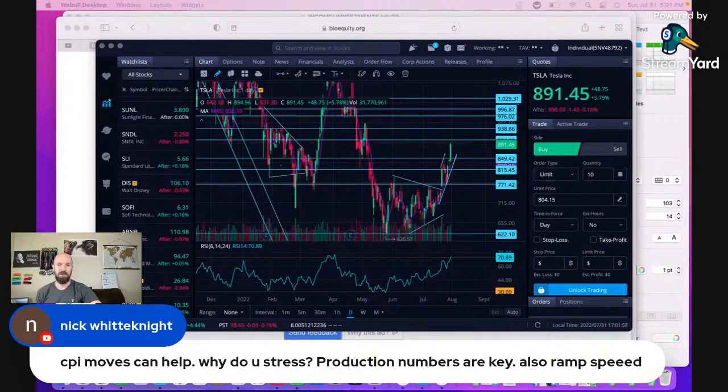So again, CPI moving. I just follow the macro because the macro does. Right now, it has been weighing. Tesla has broken away for the first time all year from the macro environment. However, the macro was still significant.